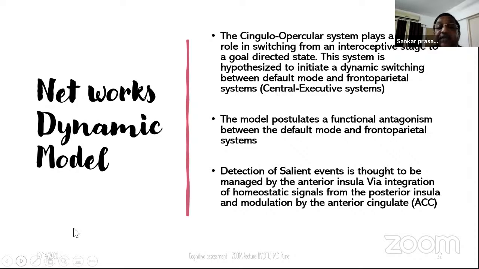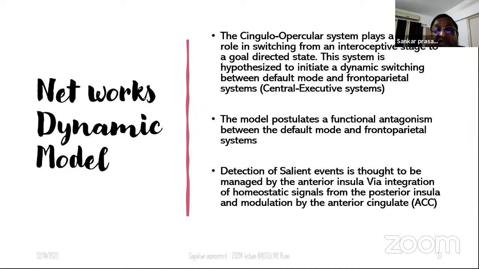So, as we said, the cingulo-opercular system plays a central role in switching from an interoceptive state to a goal-directed state. This system is hypothesized to initiate a dynamic switching between default mode and frontoparietal systems, that is, the executive function. So whenever you get a thought to do some work, this network comes into the picture. The model postulates a functional antagonism between the default mode and frontoparietal systems.